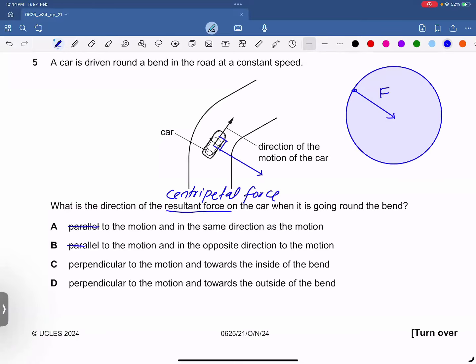Parallel, no. Parallel, no. Two options are crossed. Perpendicular to the motion, yes. And towards the inside of the bend, yes. Option D is perpendicular but outside, which is the wrong option. So the correct option is C. We proceed to question number 6.